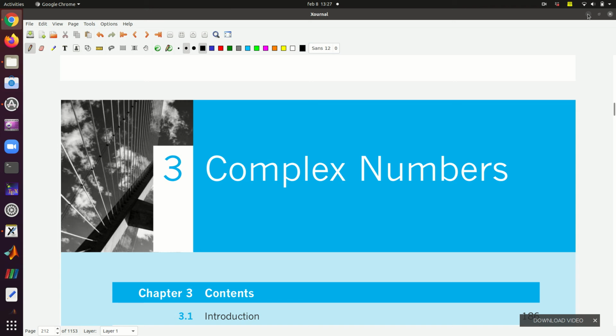Hi and welcome to this section where we are going to have a look at complex numbers. So I'll be sharing material in our resource book which I have shared with you.